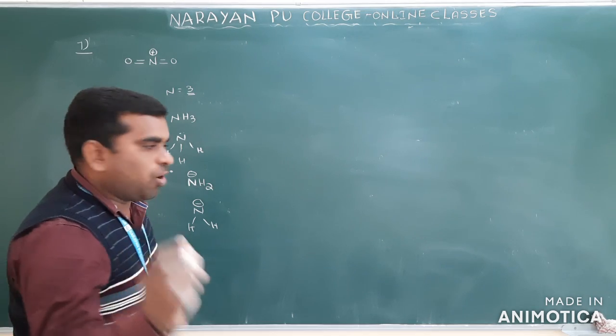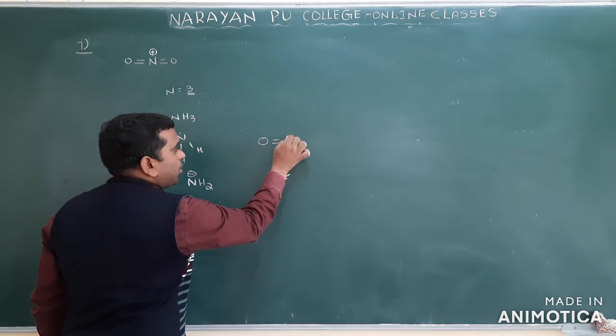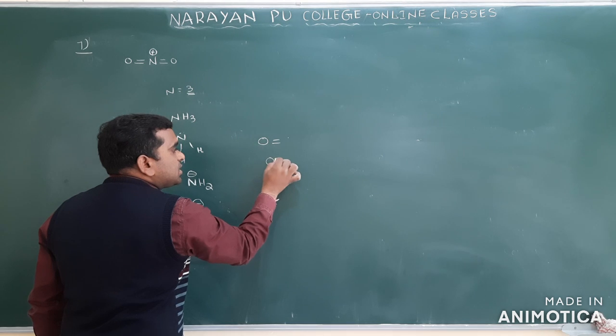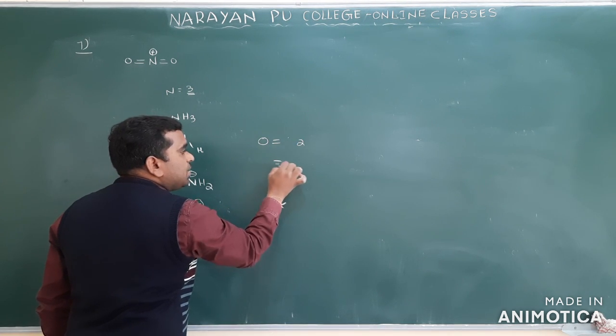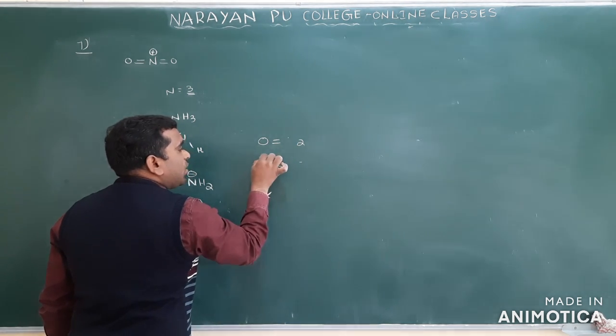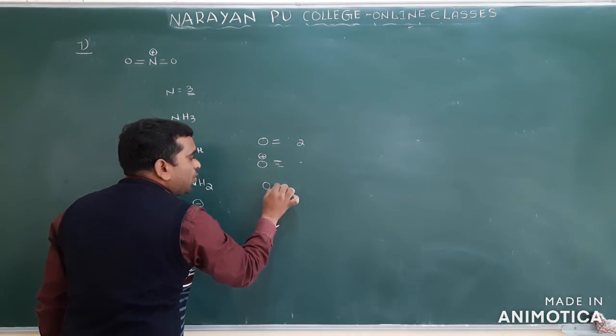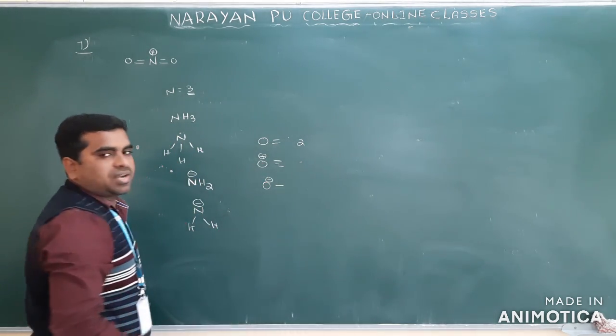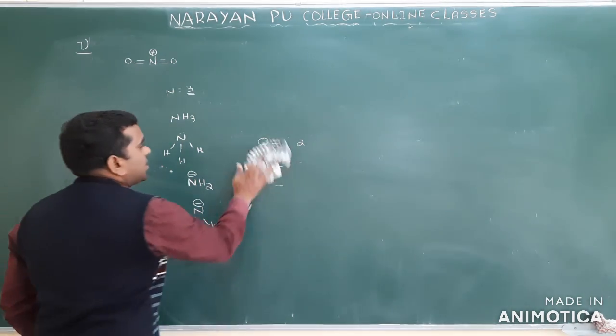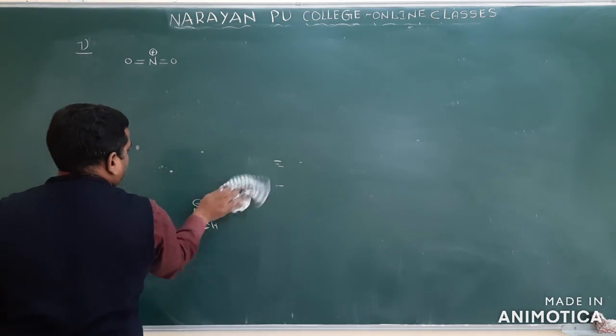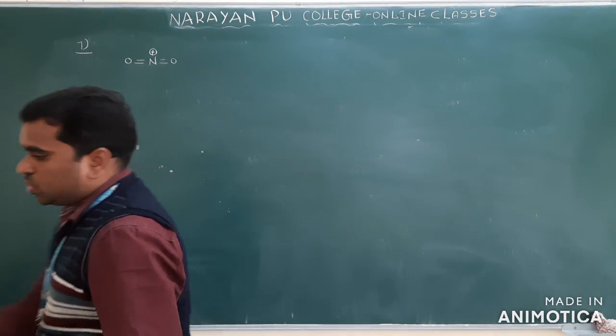Same for oxygen. Oxygen has to form how many bonds? Oxygen has to form 2 bonds. If oxygen is forming more than 2, means 3 bonds, oxygen should get a positive charge. If oxygen is forming 1 bond, then oxygen has to get a negative charge. Based on that, we have to write these structures. So this is NO2 plus.